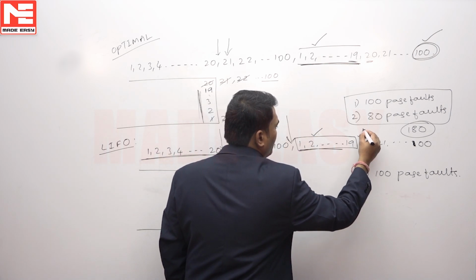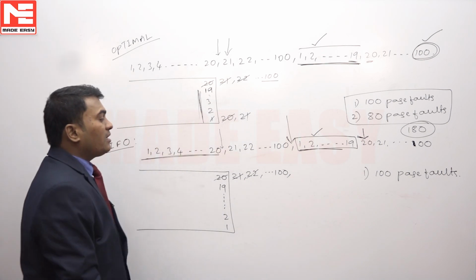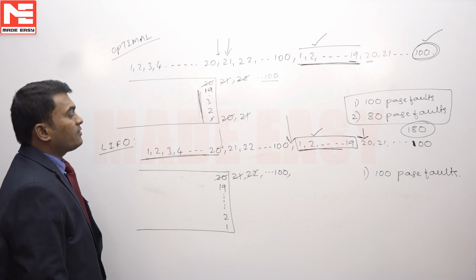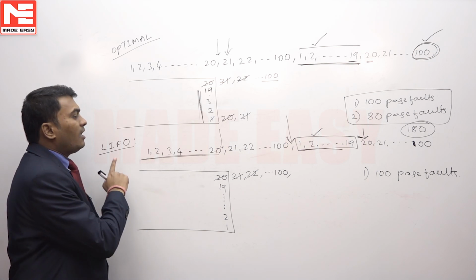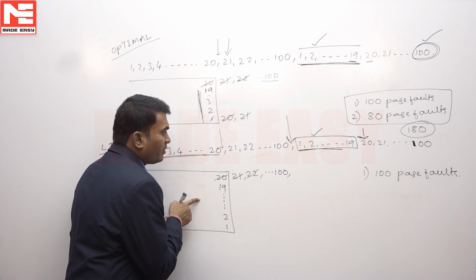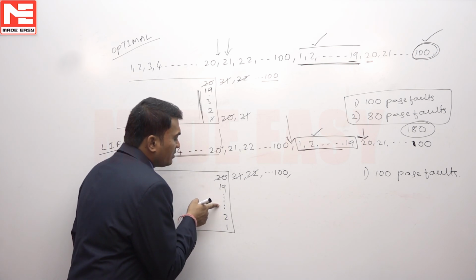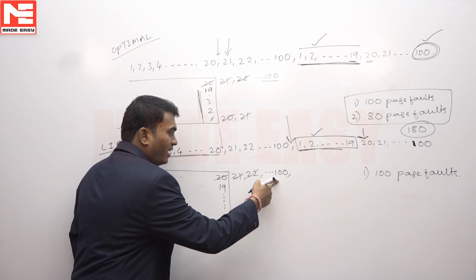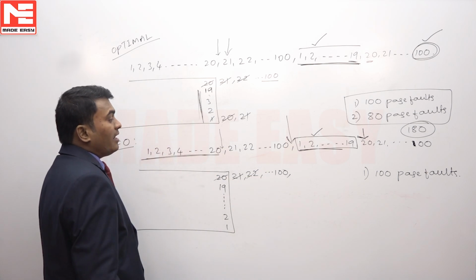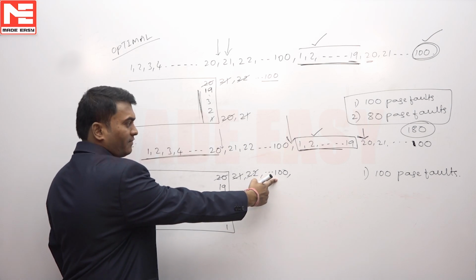This is the only difference you need to understand here. When the 20 comes, which one are you going to replace? What does the algorithm say? Last in, first out. Now what is available in the memory? 1, 2, 3, up to 19 and 100. Among the available, which one is the last in first out? Last in was 100.